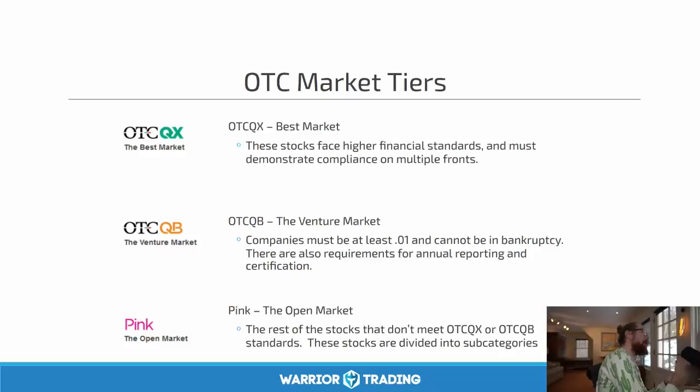If you've seen the movie Wolf of Wall Street, they were selling pink sheet stocks. Pink sheet stocks don't have the same regulatory requirements as a NYSE or NASDAQ listed stock, not even close. And they don't even have the same requirements as the OTC Best market. The OTC Best market usually faces higher financial standards and must demonstrate compliance on multiple fronts. On the OTCQB market, the venture market, companies must be at least 1 penny a share and cannot be in bankruptcy. They also have requirements for annual reporting and certification. And on the pink sheet market, the stock can be in bankruptcy, and can even be below 1 penny a share.